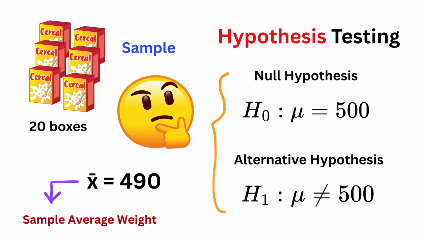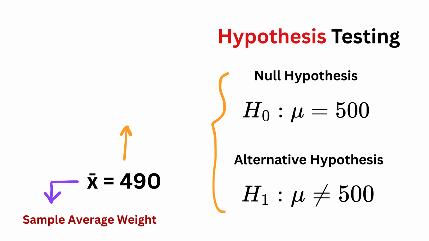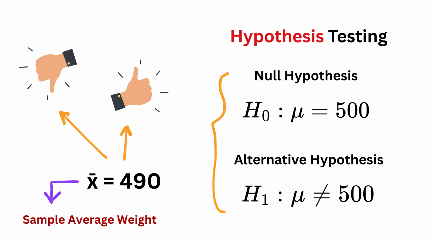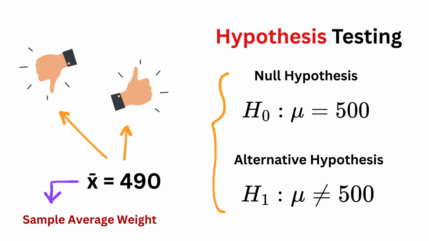After all, if you randomly pick 20 boxes, you can't expect all of them to be exactly 500 grams. Some might be a little more, some a little less. That's natural. So now we ask, is 490 grams just a normal variation, or is it so far from 500 that it makes the company's claim suspicious? This is where hypothesis testing helps you decide.